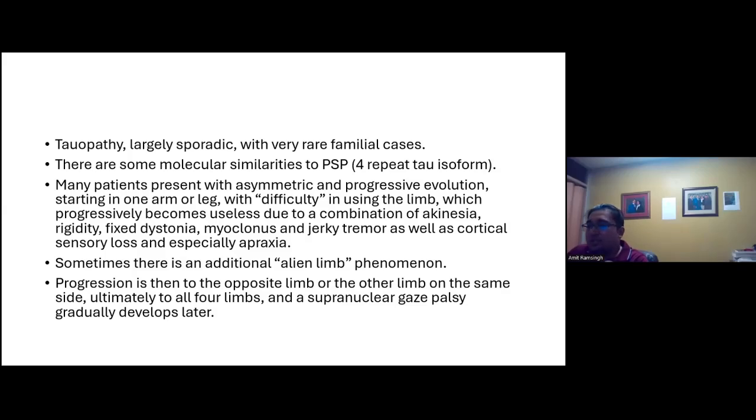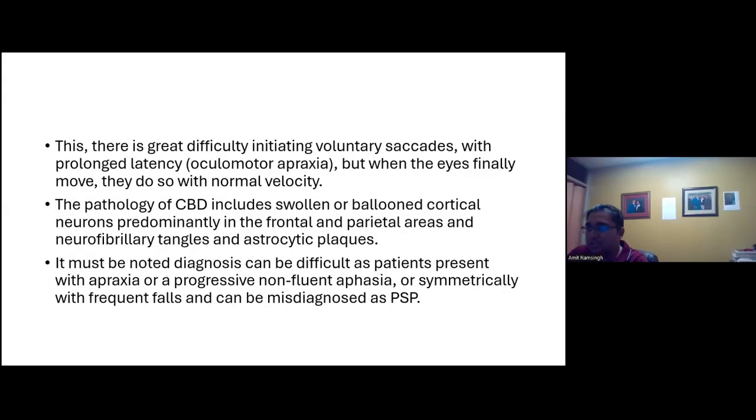And the progression is to the opposite side of the limb, or on the same side, but ultimately all four limbs are affected, and a supranuclear gaze palsy may or may not develop later, in contrast to PSP, which is an early feature. So again, the pathology involves swollen or ballooned cortical neurons in the frontal and parietal areas with tangles and plaques.